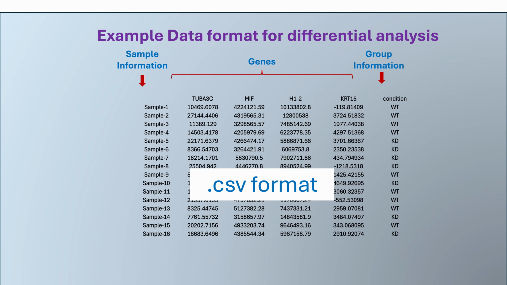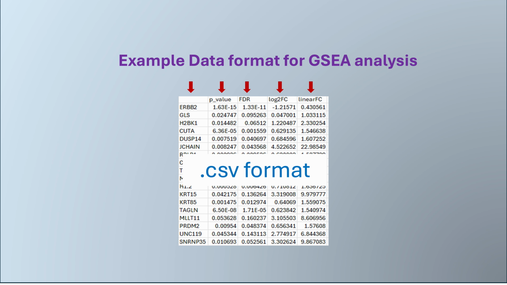The dataset contains sample information along with genes and their corresponding expression values. It also includes a condition column which defines the sample group used for differential analysis. After performing differential analysis and generating the statistical results, such as fold change, FDR, and p-values, we will then use those results to carry out Gene Set Enrichment Analysis, or GSEA. This workflow applies to both proteomics and transcriptomics datasets and reflects a typical real-world analysis pipeline.